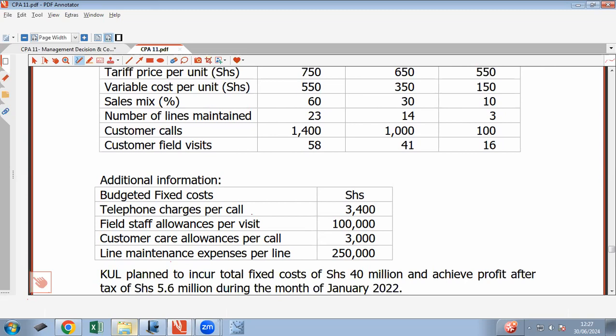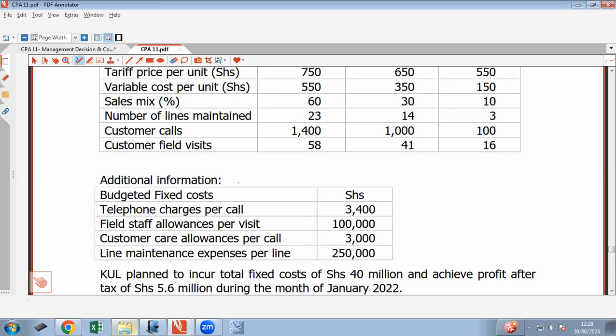Telephone charges per call. What appropriate cost driver would be for telephone charges? Customer calls, right? Then field staff allowances per visit, this will be visits, right? Customer care allowances per call, the number of customer calls. Then line maintenance expenses per line, number of lines maintained. Now, in this, you have to be very careful.